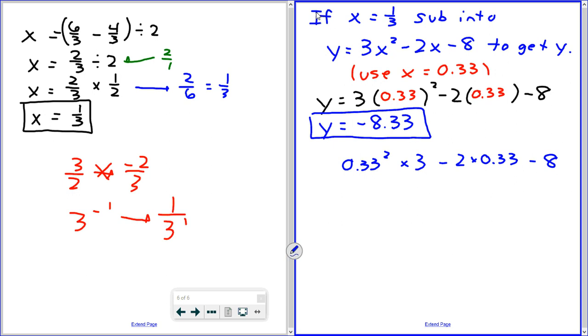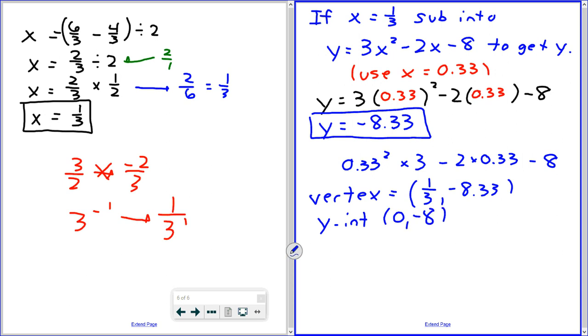Okay? So to finish up then, therefore the vertex equals 1/3 and negative 8.33. My y-intercept was negative 8. And my x-intercepts, I was going to say, 2, 0, and negative 4/3, is that right? I'm glad you asked, that's what we're going to do in this one, okay?